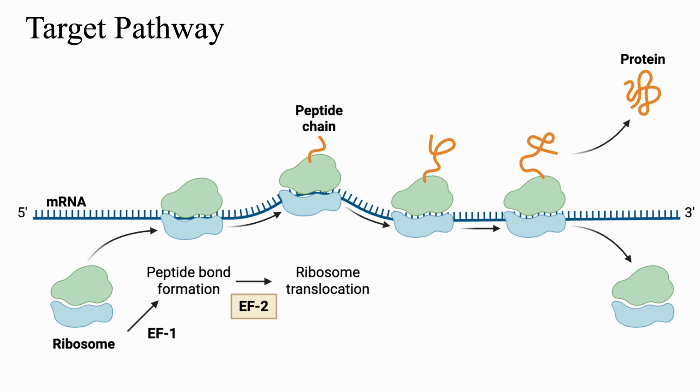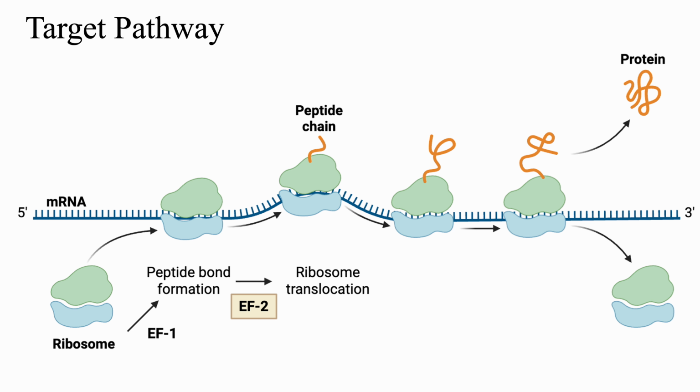So, during normal translation, elongation factor 2, also called eEF2 or EF2, helps move the ribosome along the mRNA. This movement, called ribosomal translocation, allows the ribosome to shift to the next codon so that the growing polypeptide chain can continue to elongate. EF2 normally functions as a GTP-dependent elongation factor.